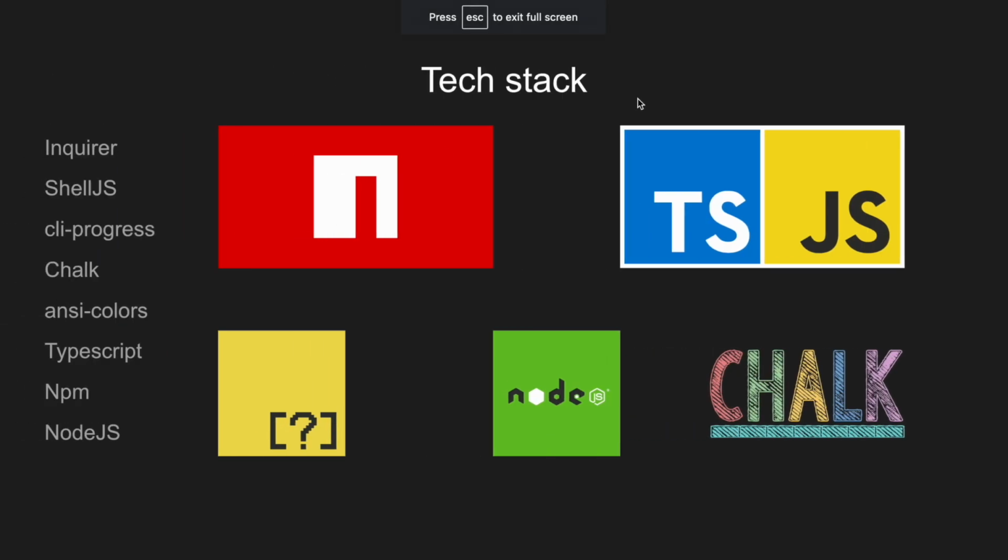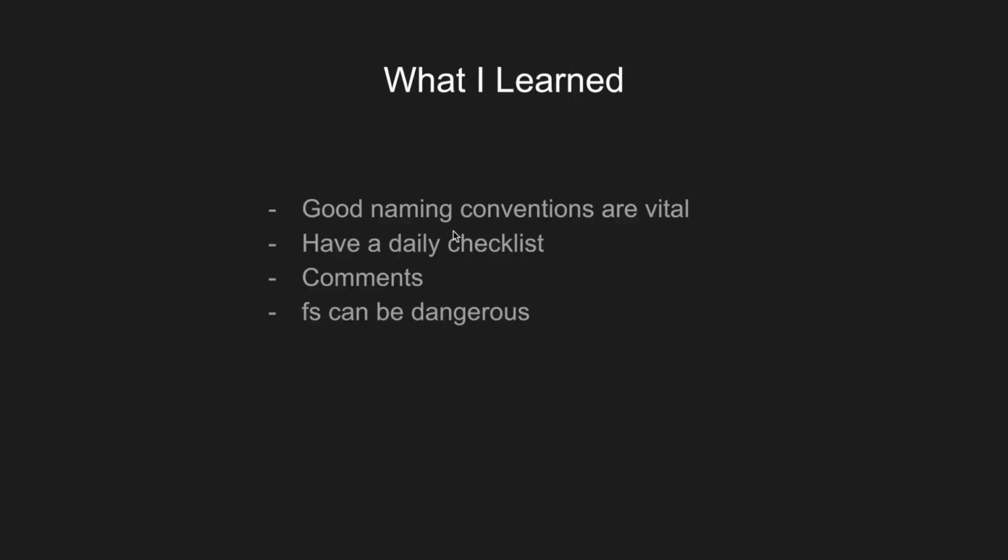Arch backend was built using Inquirer, Shell.js, CLI Progress, Chalk, ANSI colors, TypeScript, NPM, Node. What I learned from this was good naming conventions are extremely important. I lost a lot of time in building this project having bad naming conventions, as templates are generated dynamically based off of user input.